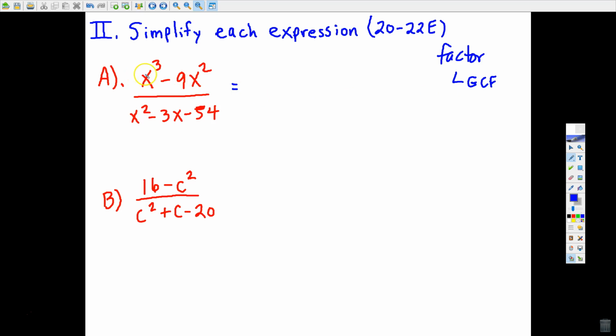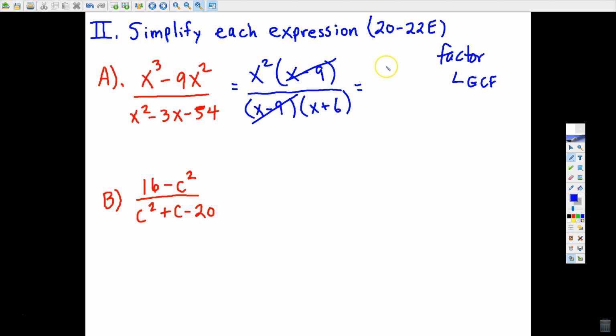Well, it just so happens that letter A does have a GCF in the numerator. It's x squared, and when you factor out x squared, you're left with x minus 9. The denominator can be factored as two linear binomials, factors of negative 54 that add up to negative 3 would be negative 9 and positive 6. And now we look for opportunities to cancel matching factors like x minus 9. And so my final answer here is x squared over x plus 6.